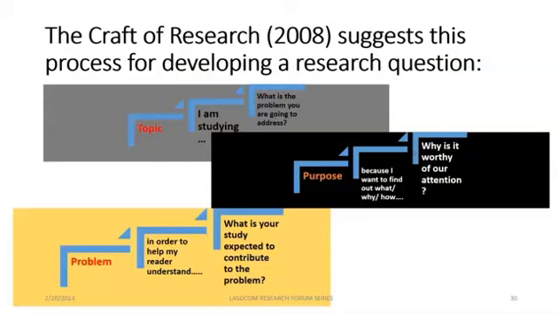In order to help my reader understand, I should state the problem. What is my study expected to contribute to the problem? Is it going to solve the problem? Is it going to need further studies and so on? So you must think about your research question and address it properly.